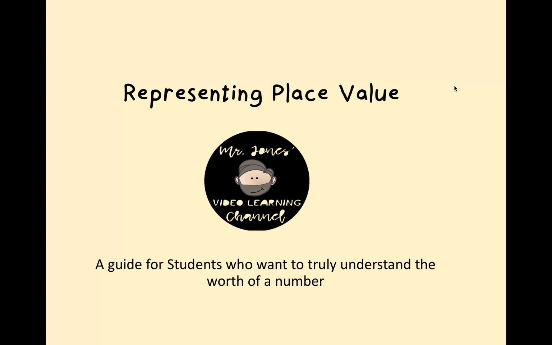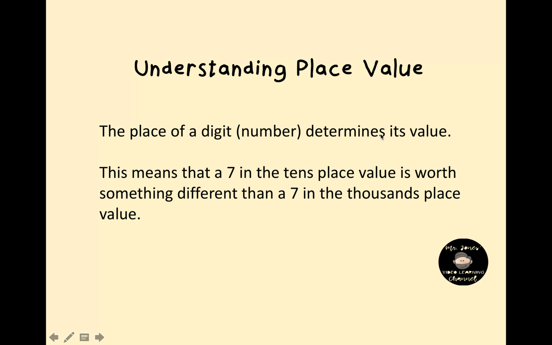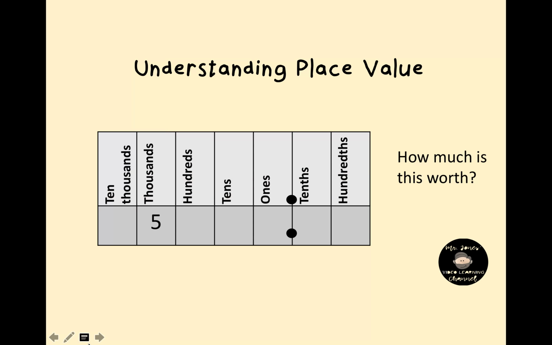So today we're going to talk about representing place values. I'm providing you with a guide for students who truly want to understand the worth of a number. Understanding place value: the place of a digit in a number determines its value. That means that a 7 in the tens place is worth something different than a 7 in the thousands place. So here's an example.